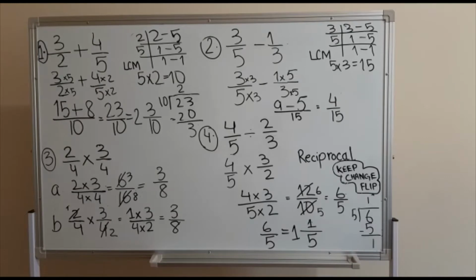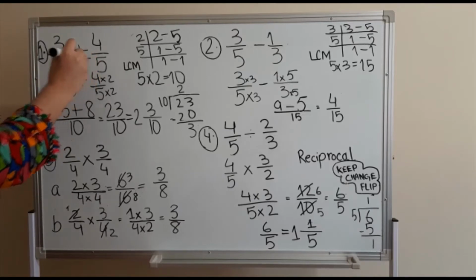We're looking at different types of fraction questions with different types of signs in them. So let's take a look at the first question. It says 3 over 2 plus 4 over 5. It has an addition sign, which means that we have to add.